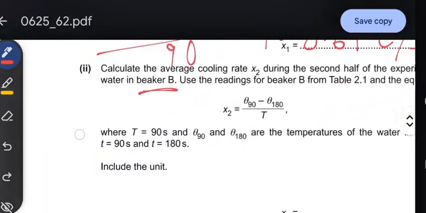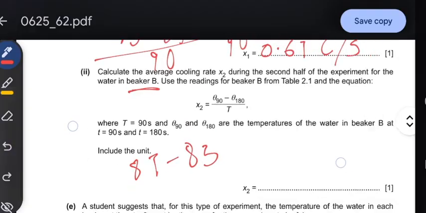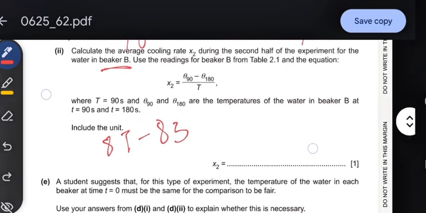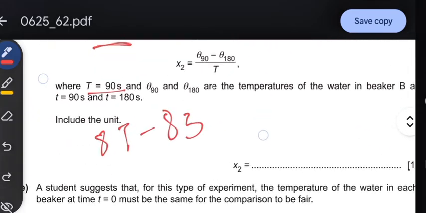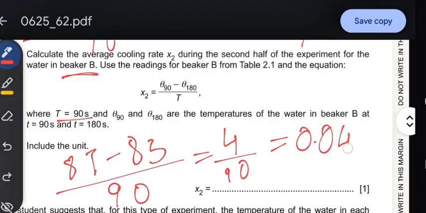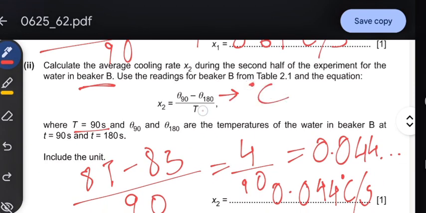So what we're going to do is 87 minus 83 over t. What do we have for t? At 90 seconds and 180 seconds, we have t here, 90. Over 90 is going to give us 4 over 90, which is equal to 0.044. So you can write it as 0.044. Again, the same unit, degrees Celsius per second, because temperature is measured in degrees Celsius and time in seconds.